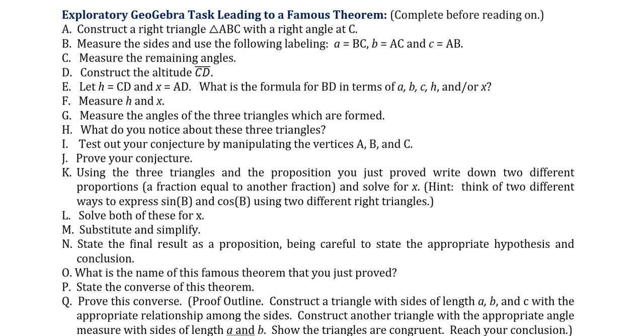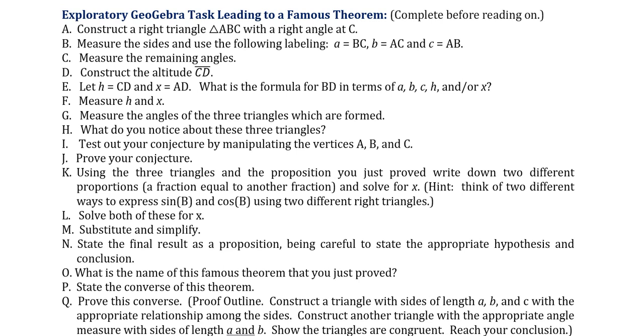And we're going to be using a couple of different right triangles for these. And then solve both of these for x and substitute and simplify. And state the final result as a proposition, being careful to state the appropriate hypothesis and conclusion. And then I think you probably know the name of this. So what's the name of this famous theorem that you just proved, if you actually did all these steps and justified everything? Then state the converse and then prove the converse.